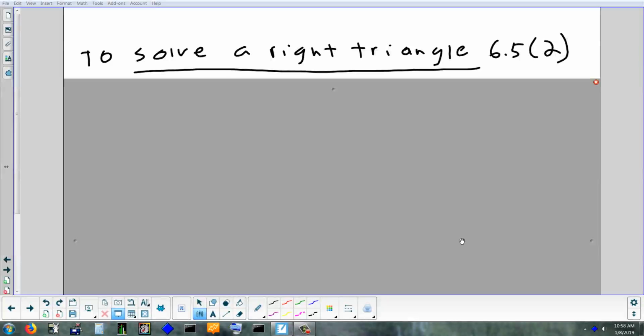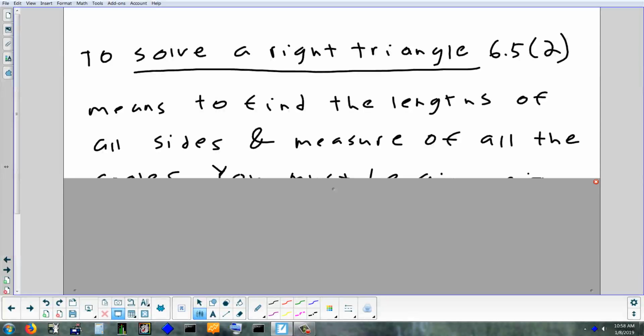Right, let's take a look at the second half of section 6.5. So in the first half, we practiced writing all the trig functions, the sine, the cosine, all that stuff. But what we didn't do was actually use them to do anything. We just wrote them down. Today, we're going to use them to do something. And what we're going to use them to do is solve triangles.